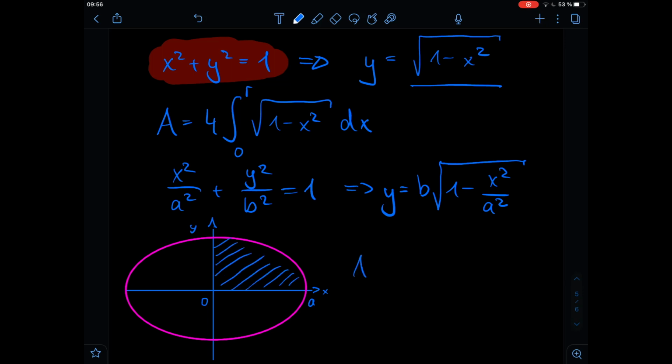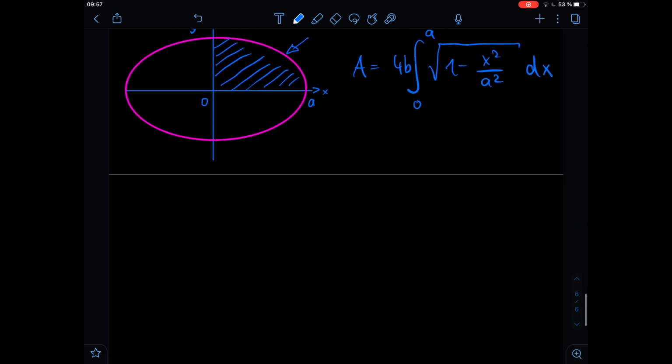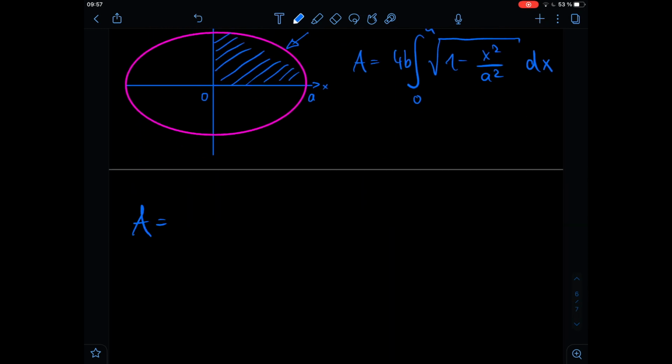So the whole area of the ellipse is 4 times this area here, so 4 times the integral from 0 to a. Then the b is a constant, so we can extract that out of the integral, and then we have 1 minus x squared divided by a squared, and then of course don't forget the dx. So this is the integral that we have to solve. The area of an ellipse is 4 times b times the integral from 0 to a over the square root of 1 minus x squared divided by a squared dx.